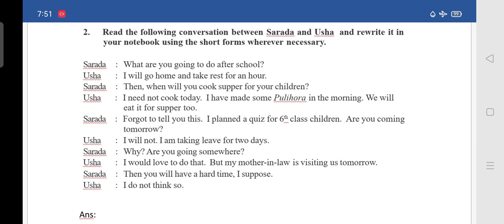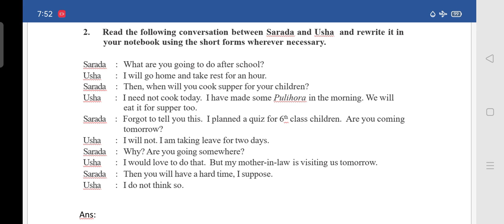Sharada: Are you coming tomorrow? Usha: I will not. I am taking leave for 2 days. Sharada: Why, are you going somewhere? Usha: I would love to do that, but my mother-in-law is visiting us tomorrow. Sharada: Then you will have a hard time, I suppose. Usha: I do not think so. So, this is the conversation which they have given.